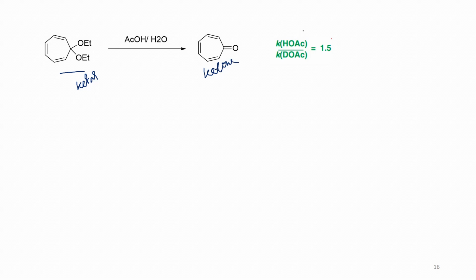So from this value, here you can see that deuterated acetic acid has a lower rate than that of the normal acetic acid. That means KH is greater than KD, which means it is a normal kinetic isotope effect. That means the proton is getting transferred at the rate determining step.